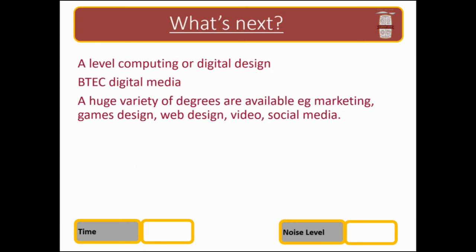Okay, what's next after this course? Well, let's have a look. There's A-level computing, digital design, creative media, etc. There's a BTEC in digital media, and then obviously, bearing in mind that degree courses reflect what employers need, there's a huge variety of degrees available: marketing, games design, web design, video, social media. You could go for your computing style. There's lots and lots of different opportunities, and they are realistic opportunities, where we're basically living in a world where lots more people are required for these areas.